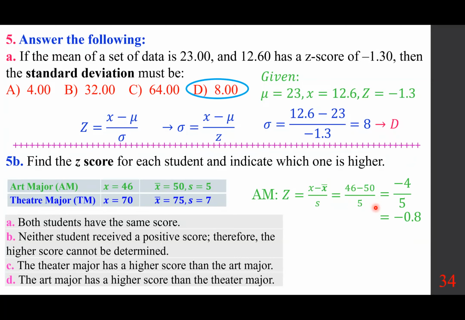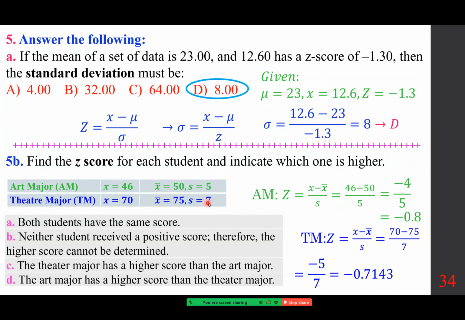We do the same thing for the theater measure. That means 70 minus 75 divided by 7. And that gives us negative 5 over 7, or negative 0.7143.